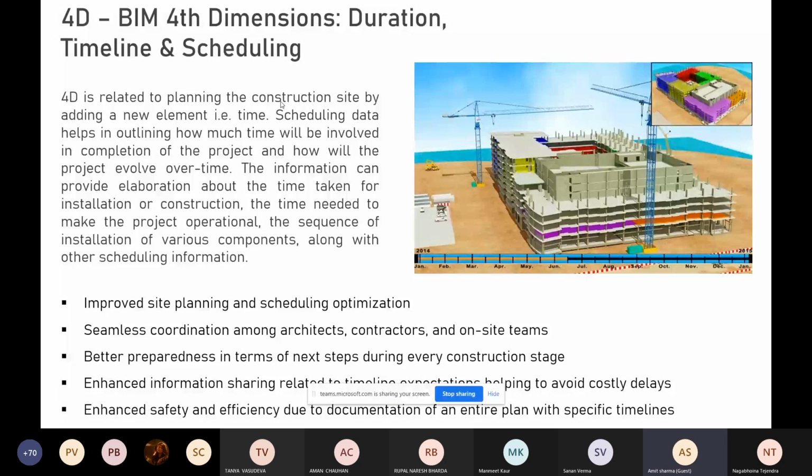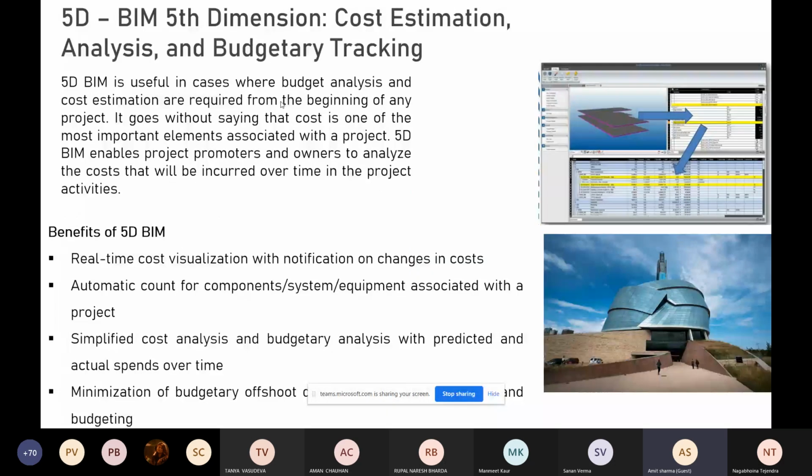The next one is 5D, when we use cost as a fifth dimension. So imagine a building like this, on the top right corner, the Museum of Human Rights in Winnipeg. How can you export the quantities? How much concrete are we going to use? For this project, it was very hard for the subcontractors to bid, because you cannot calculate the cost or the quantity from 2D drawings for this kind of project.